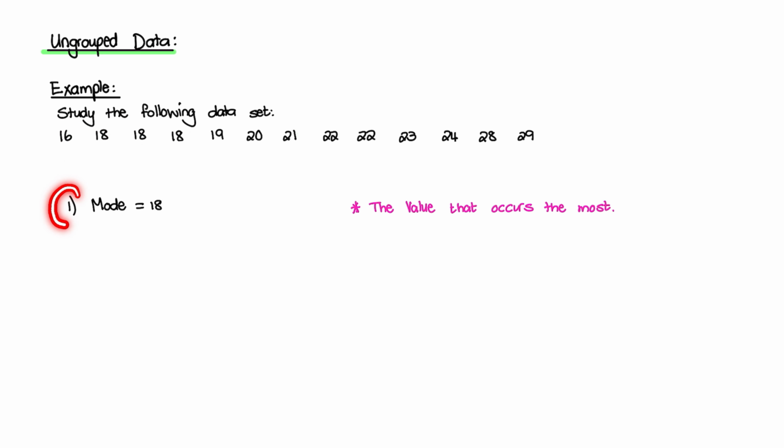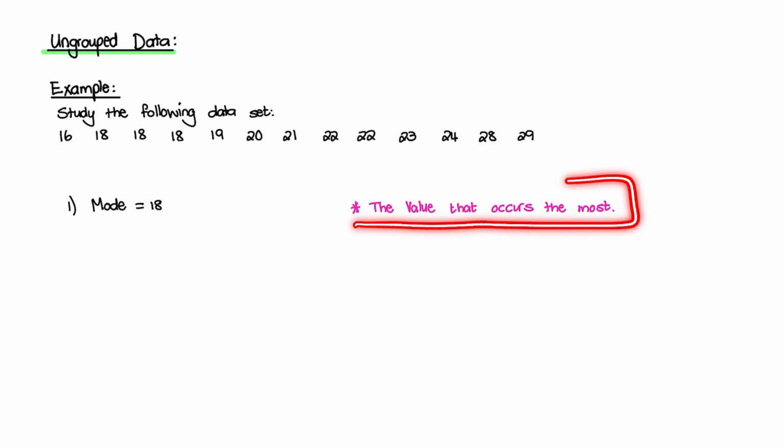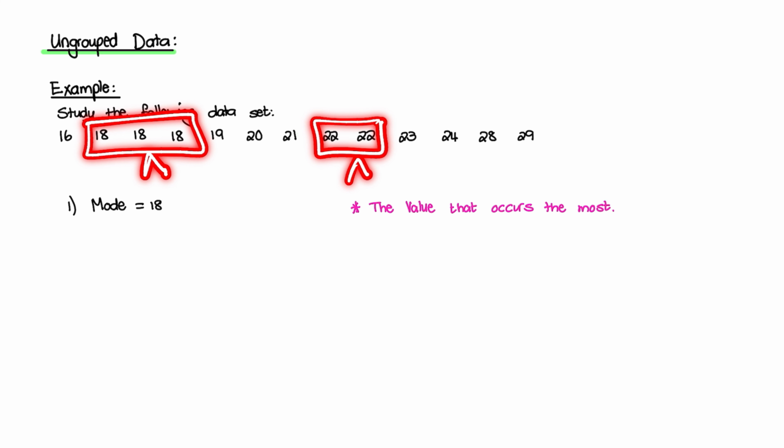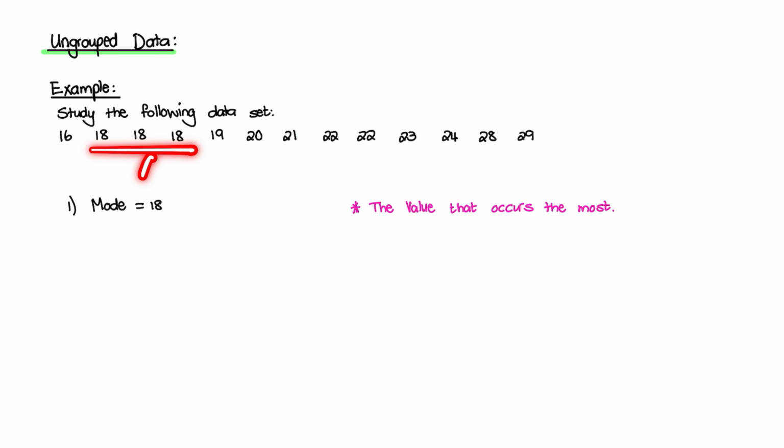The first type of value that we can get from this data is the mode. The mode is the value that occurs the most in a data set. If you inspect this data set, you can see that the value of 18 occurs 3 times, 22 occurs twice, but the mode is the data point that repeats the most, so that is 18.